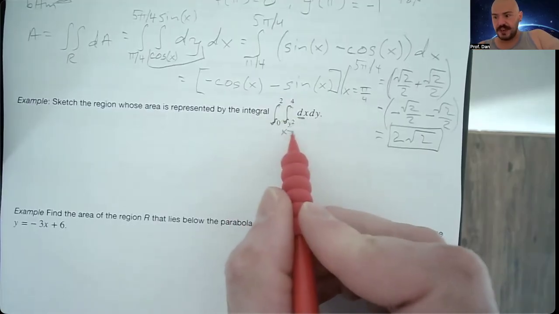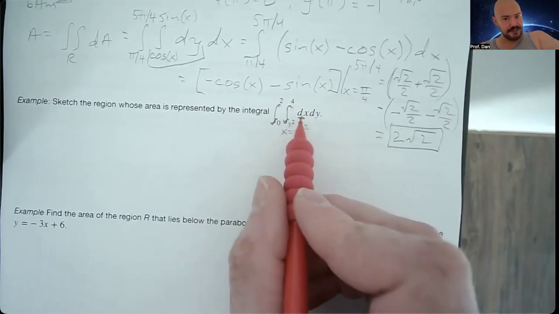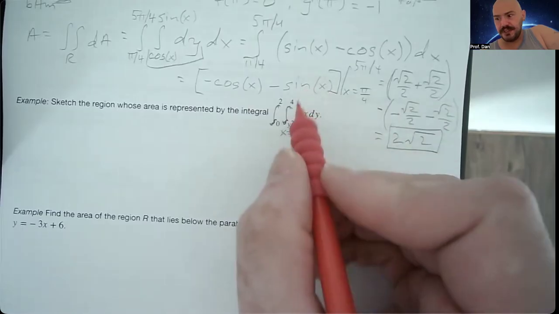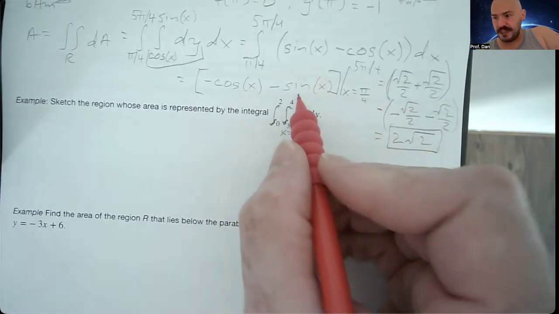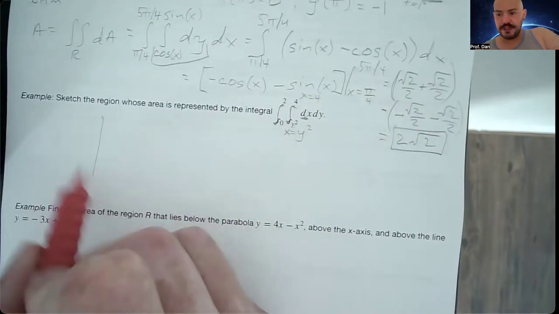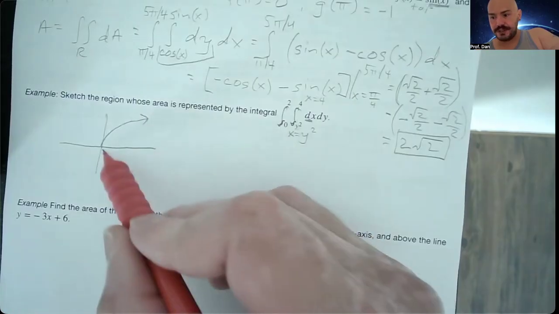So x equals y squared, and I know that's x equals because this is dx, right? Is a sideways parabola that opens up to the right, and x equals 4 is a vertical line. So we know that the two graphs that enclose the region R are going to look like this.